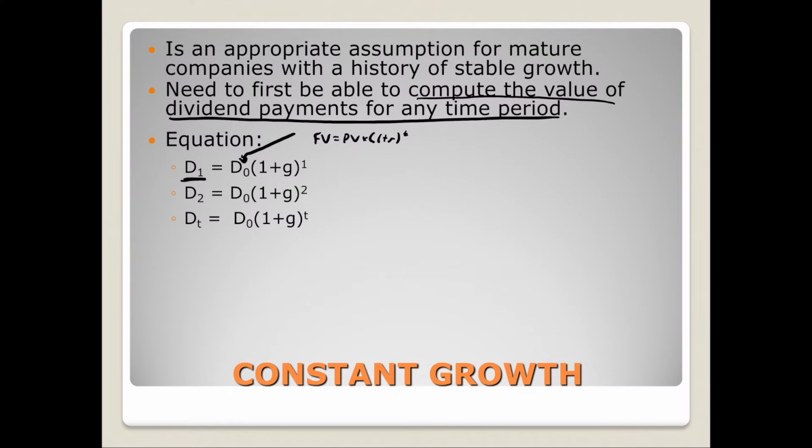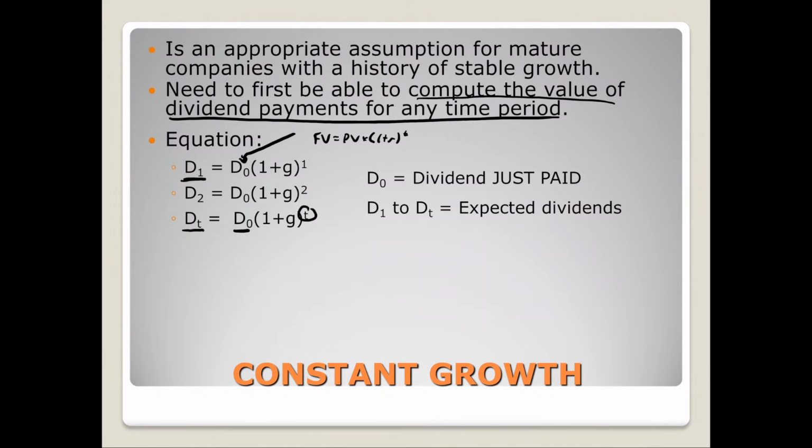So now I can find any dividend, D sub t, by simply taking the dividend I know, multiplying it by 1 plus the growth rate raised to the number of compounding periods that I need to compound. As I mentioned, D sub 0 is the dividend just paid, so it's a cash flow in the past, and then D1 would be next year's dividend, and all the way to D sub t would be your expected dividends.